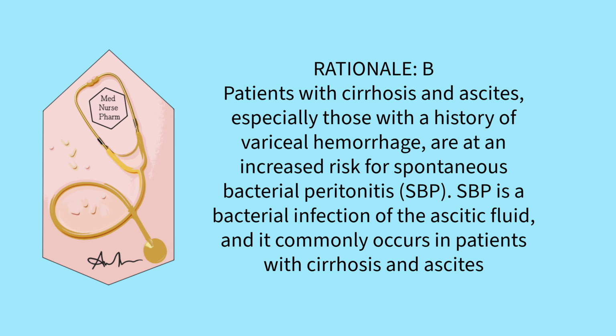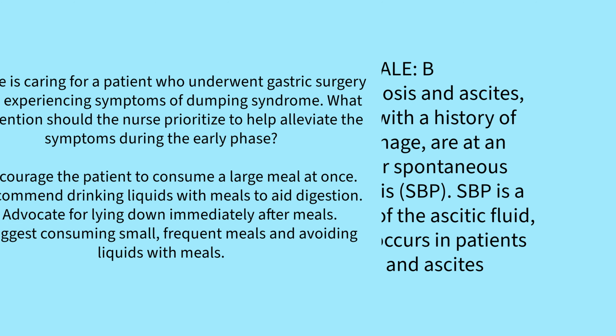Patients with cirrhosis and ascites, especially those with a history of visceral hemorrhage, are at an increased risk for spontaneous bacterial peritonitis. SBP is a bacterial infection of the ascitic fluid and commonly occurs in patients with cirrhosis and ascites.